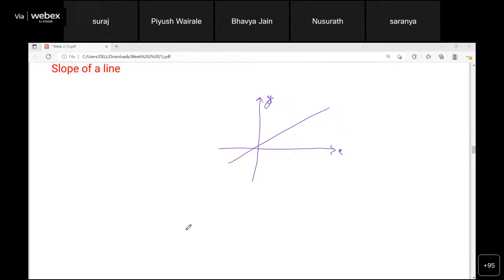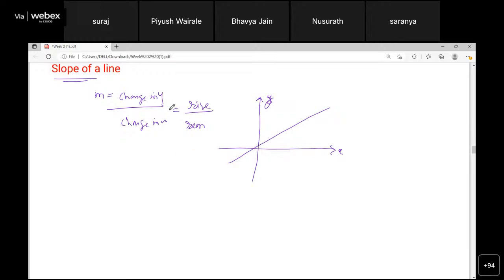Rise divided by run. Change in y direction divided by change in x direction. Slope we indicate generally by M. So I can say change in y divided by change in x, right? So we can say rise by run, right? Rise in my y-axis and run in x-axis. Means by what amount my y coordinate is changing if I'm changing my x direction. So basically that is the slope.